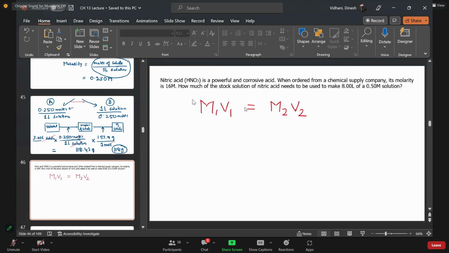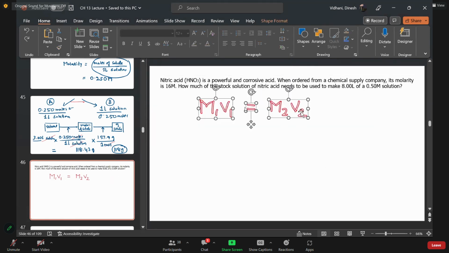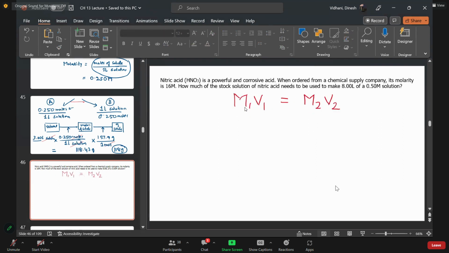Why did I write M1 V1 equals M2 V2? Now think about it. Let me first draw the flask, which you might have used in your Gen Chem 1. Many of you would have done that. So let me take the volumetric flask. Suppose this flask is for 1 liter. The upper mark is the 1 liter mark. In this flask, suppose I have 16 molar nitric acid.